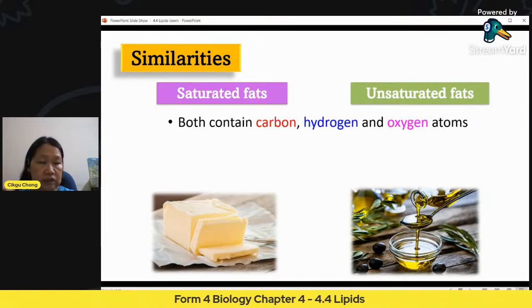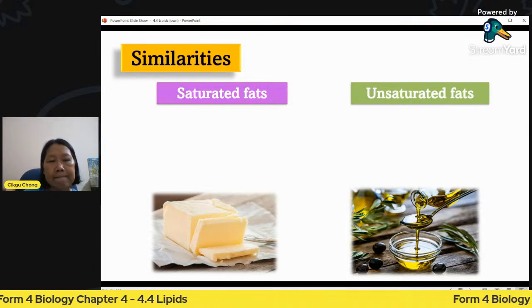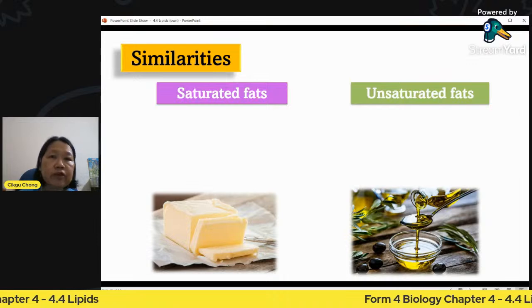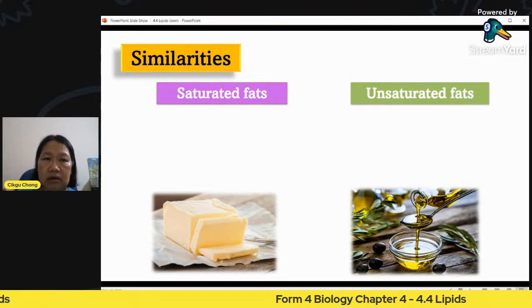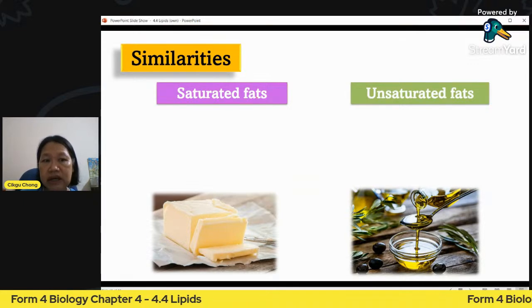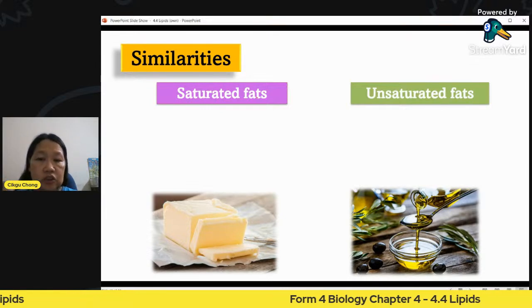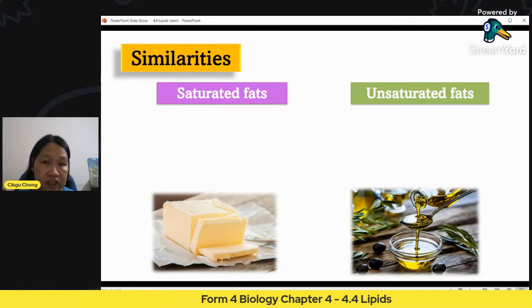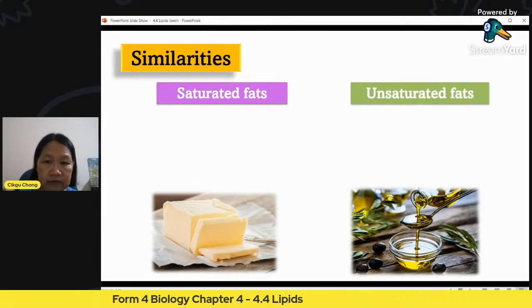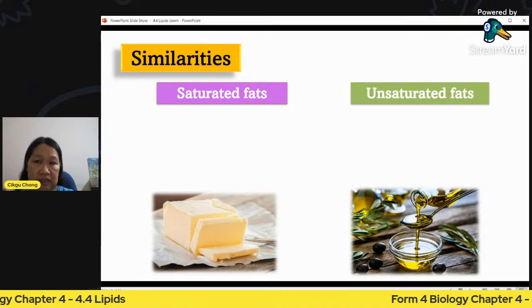Saturated fats mostly originate from animal sources, like milk, butter, the cream from the milk, and also animal fat. For unsaturated fat, the source is mostly vegetables or plants. You have olive oil and sunflower oil. Most of them contain unsaturated fat.